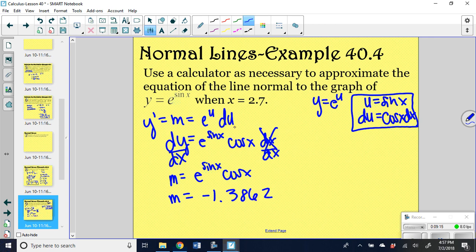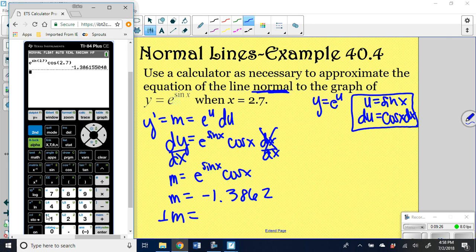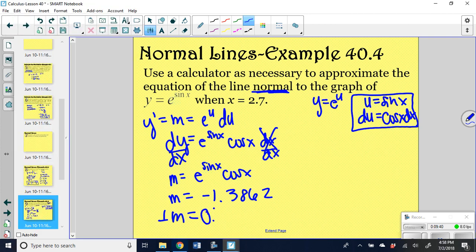But we're looking for the normal line. And so what does normal mean in math? It means perpendicular. So we need to find the negative reciprocal. So negative 1 over that number that we just got. And so our slope would be 0.7214. So that's the slope that we want to use.